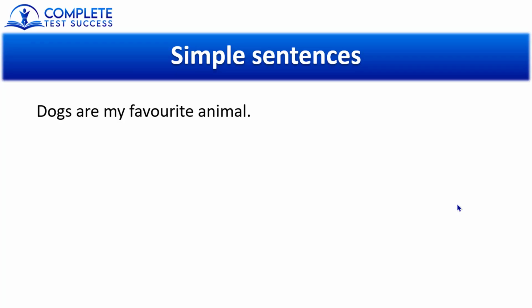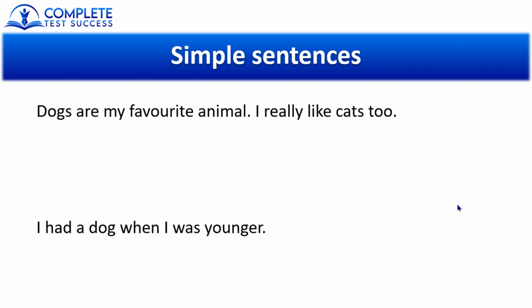Dogs are my favourite animal. I really like cats too. I had a dog when I was younger. His name was Scout. Now these are all simple sentences and they're just that very basic structure of subject, verb, object. If you use nothing but simple sentences in your essay, you will score a band 4 for grammatical range and accuracy. For a band 5 or a band 6, a small number of simple sentences in your essay would be acceptable, but for band 7 upwards, you should aim to have no simple sentences in your answer.